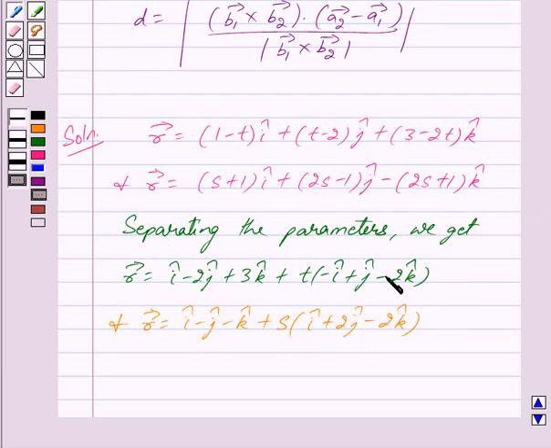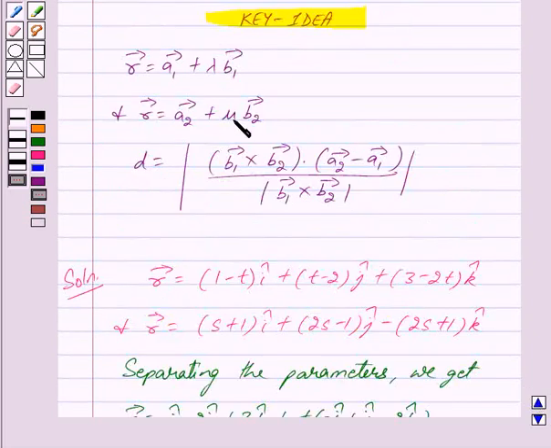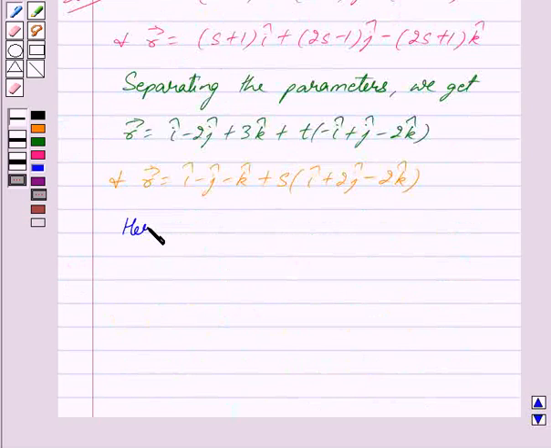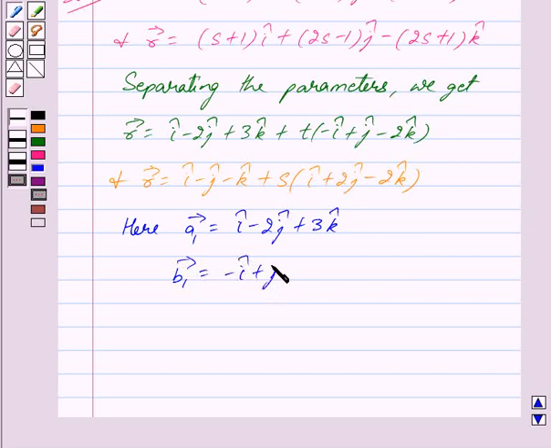Now by comparing these two equations with the two equations in the key idea, we can clearly see that vector a1 = i cap − 2j cap + 3k cap. Vector b1 = −i cap + j cap − 2k cap. Vector a2 = i cap − j cap − k cap and vector b2 = i cap + 2j cap − 2k cap.